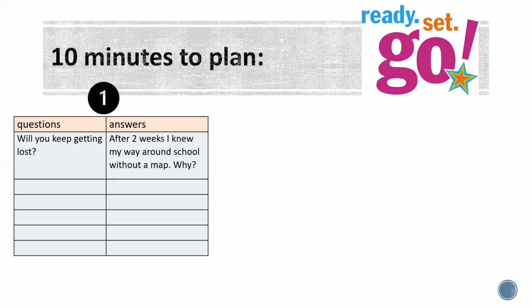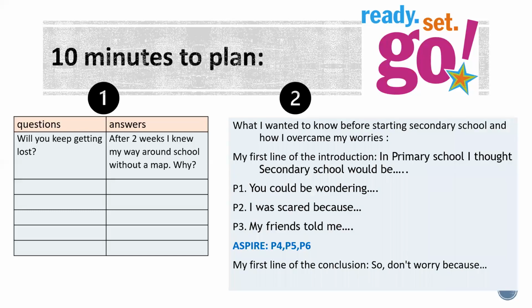And once you've done that, then we go to our structure. So here you can see there are some sentence starters and there is the basic structure of your letter. Obviously there's not the address, the date, the dear, or the ending, but this is the main body of the text. So you can see I've given you a first line of an introduction, and then I've written P1, P2, P3, and then Aspire, P4, P5, P6.